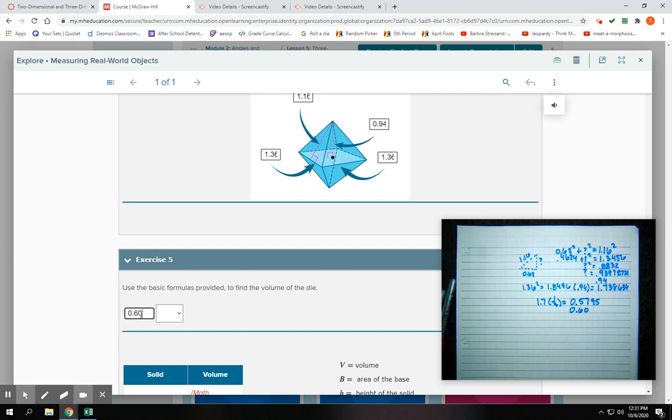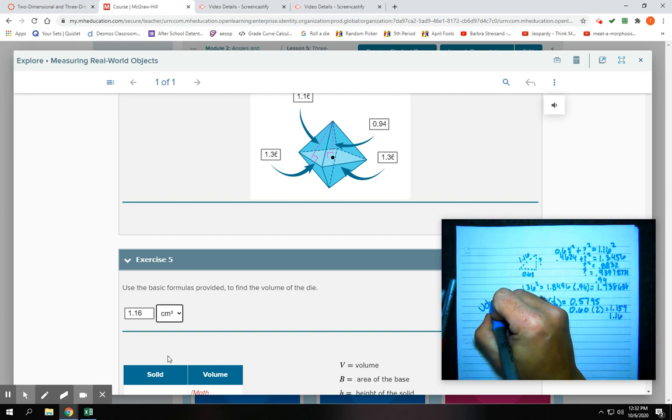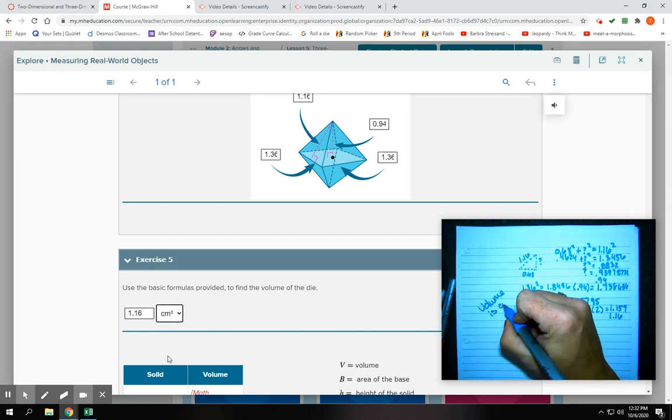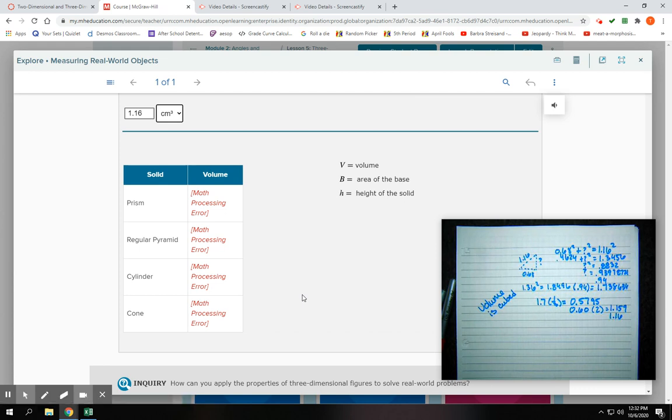The top. We're doing the whole thing, aren't we? Yes, we want to do the whole thing. So we need 2 of those actually. So we're going to multiply that by 2. So we'll get 1.159, which is 1.16. And we are in centimeters, and it's volume, so it's going to be cubed. Volume is always cubed. Alrighty. Questions on that?